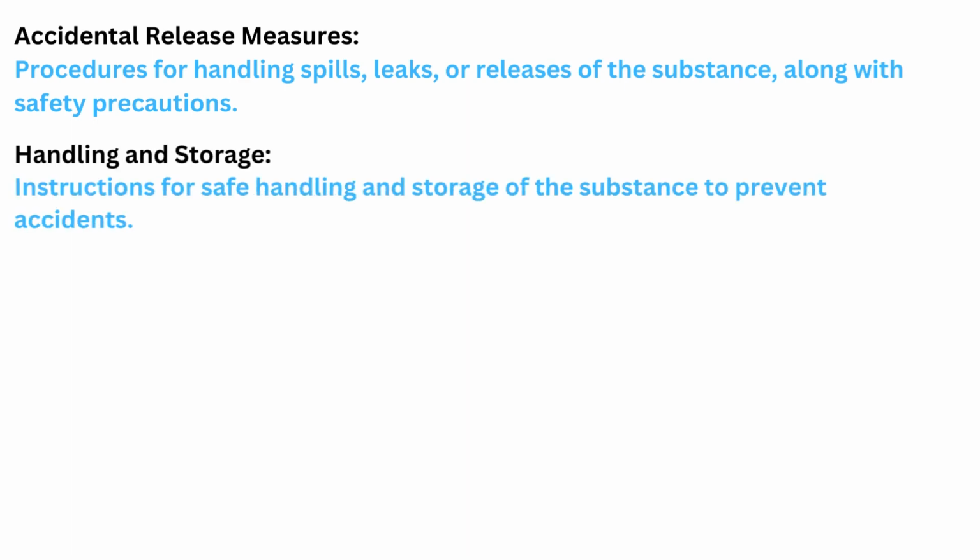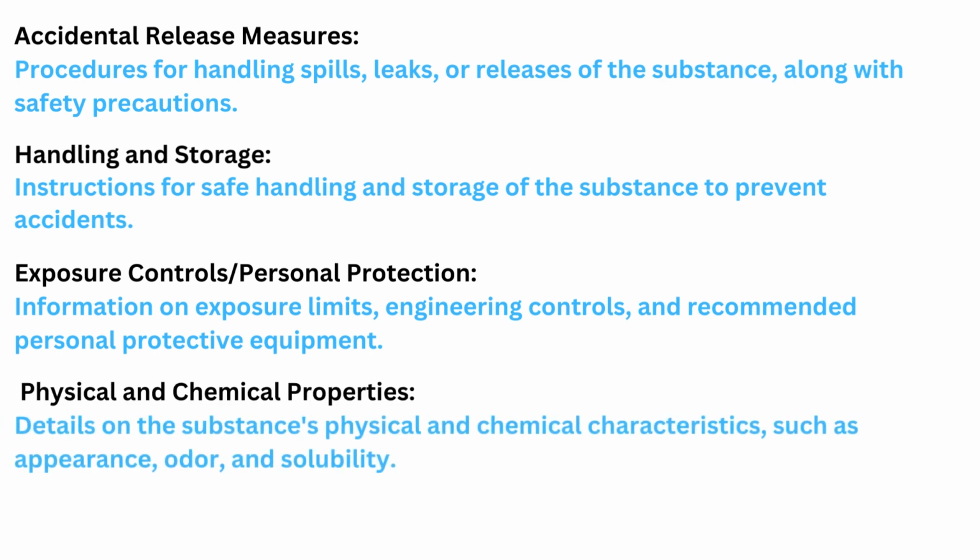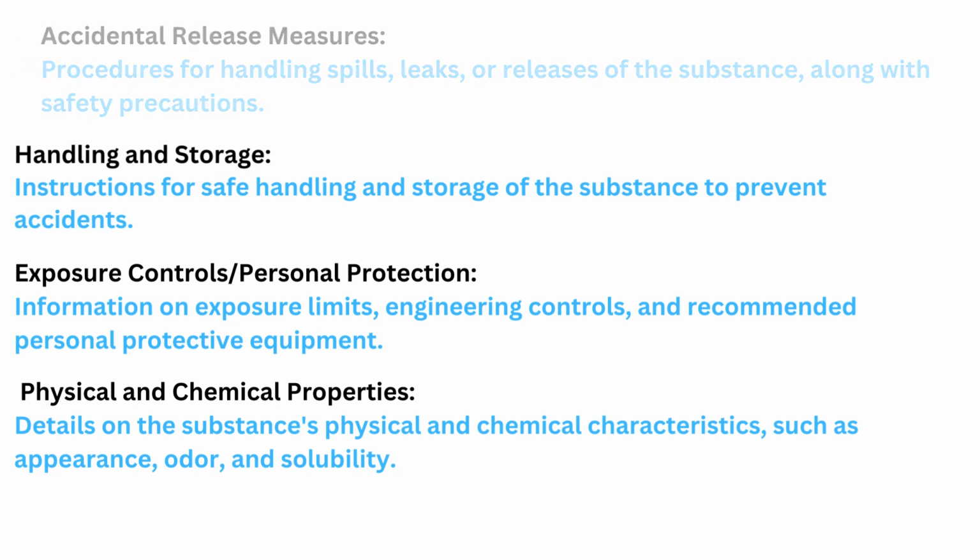Precautions for safe handling and use. This section provides information about the proper handling, storage, and disposal of the product, as well as any protective measures that should be taken. Exposure controls. Personal protection. This section provides information about engineering controls, personal protective equipment, and other measures that can be taken to minimize exposure to the product. Physical and chemical properties. Details on the substance's physical and chemical characteristics, such as appearance, odor, and solubility.